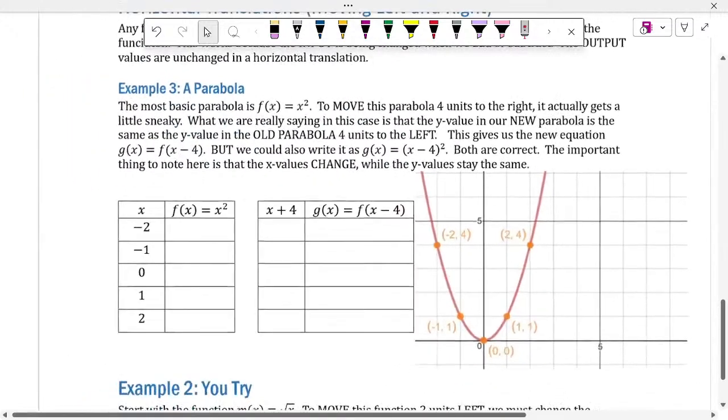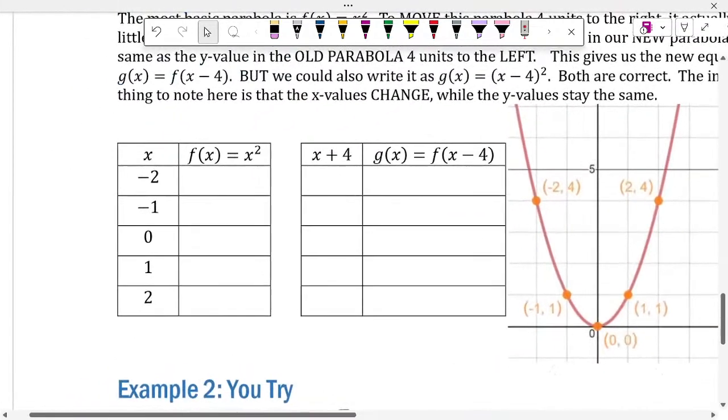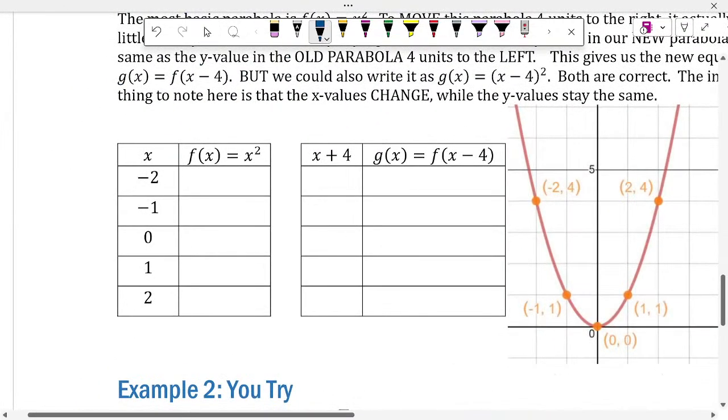So now we can also move left and right. But to move left and right, we have to do something different. Because we know the starting parabola here, right? Which we can say is f of x equals x squared. So we had 4, then 1, then 0, then 1, then 4, right? So we know that's our parabola.